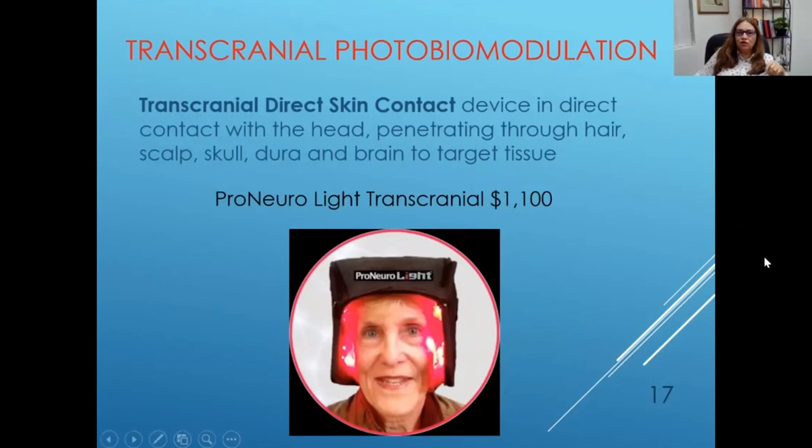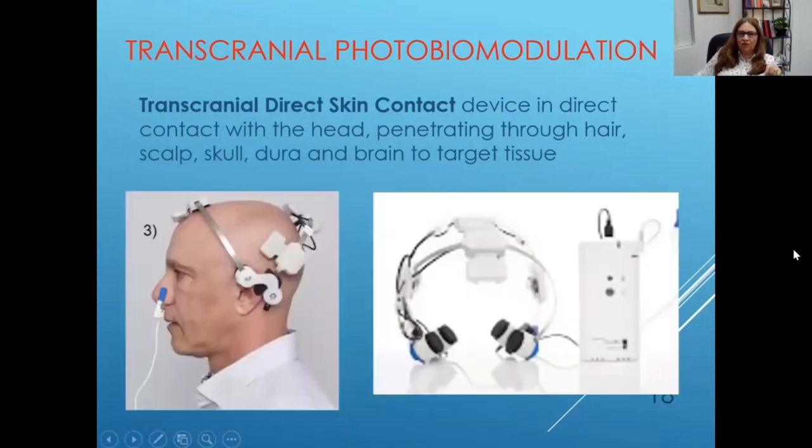But this is another version where we get that direct contact. It's flexible cloth on the outside, and it's about $1,100, and that's by Pro Neuro, and it's a light helmet for transcranial treatment. I personally have not used this, so I don't know, but the fact that light does have a byproduct of heat, I don't know how much heat is actually generated under that, but it is an interesting device for transcranial.